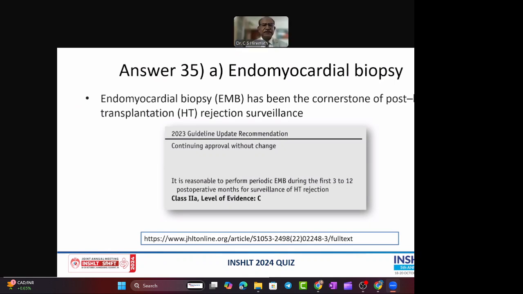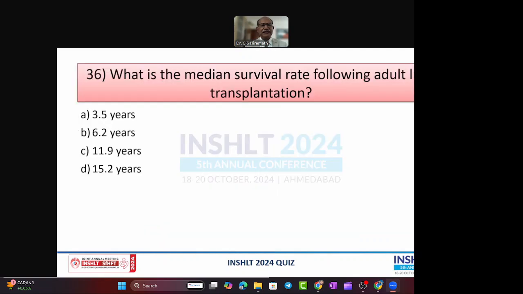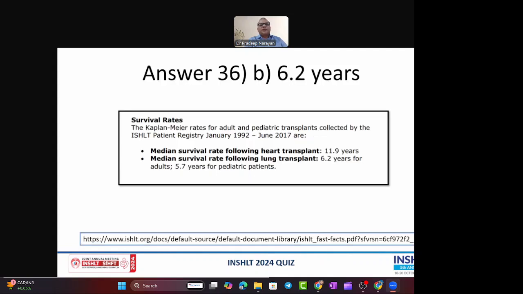Yeah. Next slide, please. I request Pradeep Narayan to answer, please. Next slide. What is the median survival rate following adult lung transplantation? So it's 6.2 years. You've got other choices, which are 11.2 and 15. Heart transplantation obviously has a much longer survival, but this is the median survival. What it means is 50% of the patients have a survival of 5.9 or 6.2 years, and 50% will have more. So this is the median value. It does not mean that all of them survive only till 6.2 years. It is 5.7 for pediatric patients and 6.2 for adults.